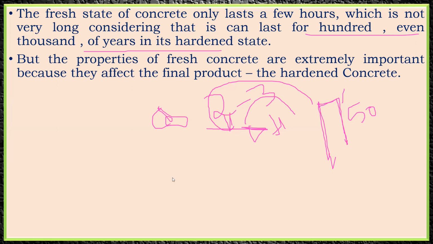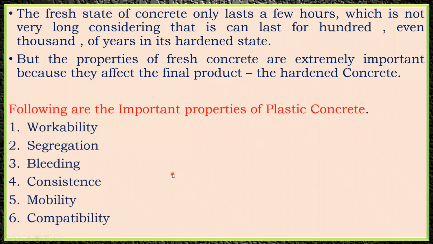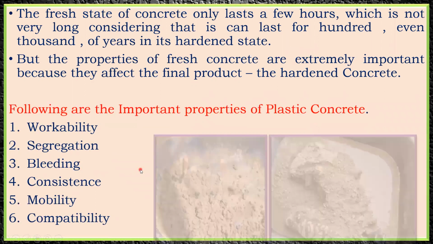Yeah. Now coming to the very important properties of the plastic concrete, in the sense the normal green concrete what we have, right? So first is workability. We have not understood the meaning of workability. A small definition I have given you, but still we'll try to see them. Second is about the segregation. The third is bleeding. The fourth is consistence. Then we have mobility, and then we have compatibility, right?